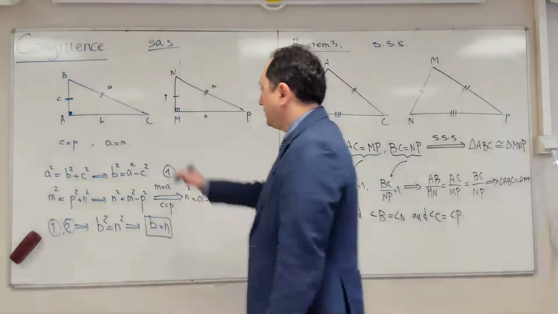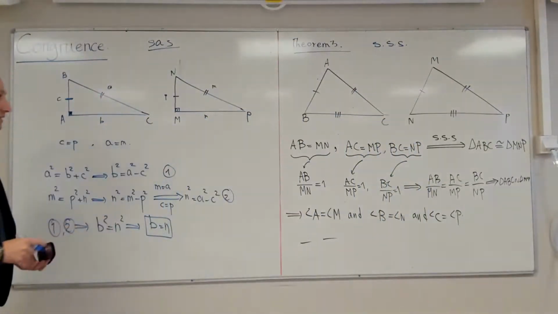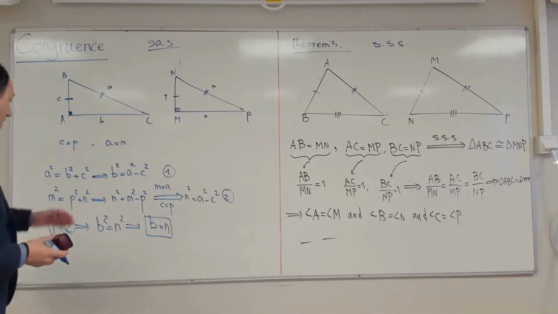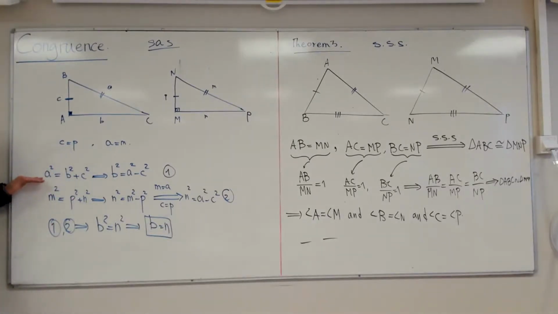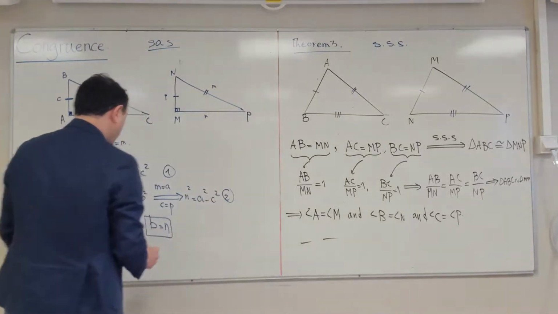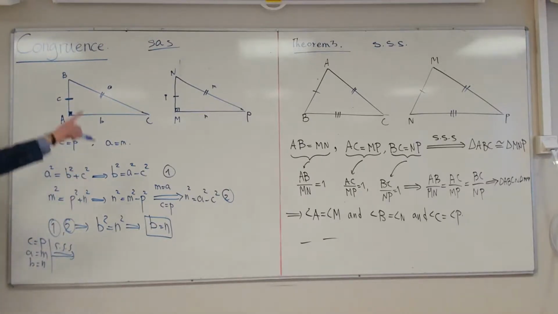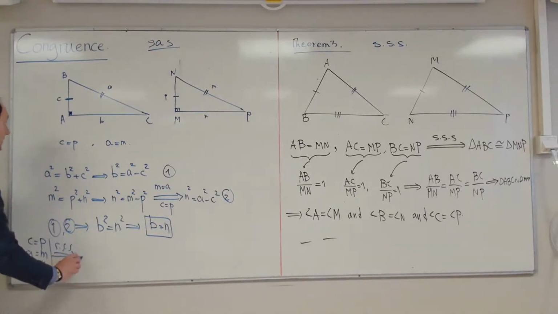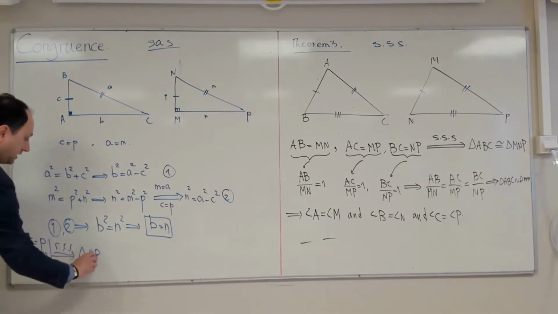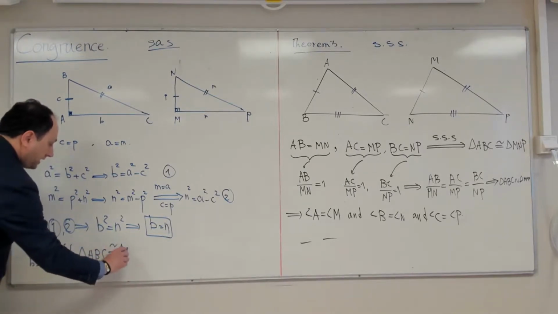Okay, let me play a little bit with these right angle triangles. I didn't complete this. I just talked about the solution orally, but you need to complete it. The completion means that, for example, let us at least write C is equal to P, A is equal to M, and B is equal to N. I chose to write side because I want to use this theorem. So the triangle ABC is congruent to the triangle MNP.